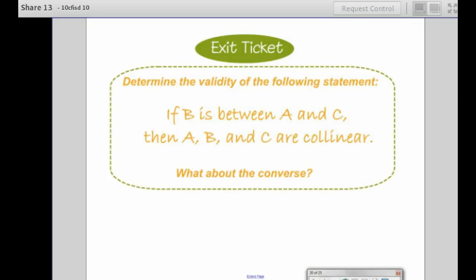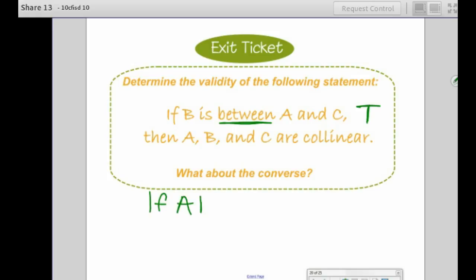Okay, I want to leave you with this exit ticket, and then you can work on your homework. Determine the validity of the statement. If B is between A and C, then A, B, and C are collinear. True or false? We talked about this a little bit. Good, good. It is true. It is true because we talked about what between really means. To be between, they would have to be collinear. It's a prerequisite.